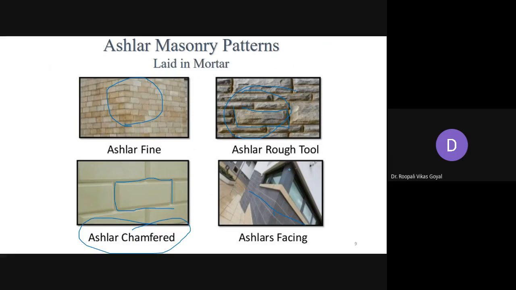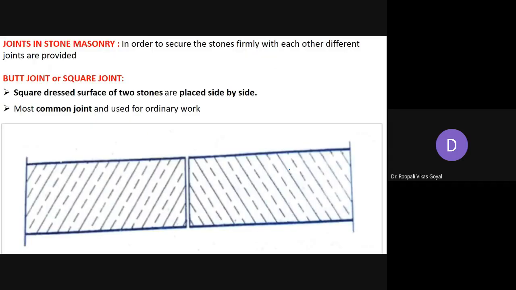So we are now going to discuss the different types of joints in stone masonry. In order to secure the stones firmly together, joints are very important in stone masonry. They avoid movement of the stone, and are also very important for giving proper strength to your stone masonry. So proper bonding is very essential.